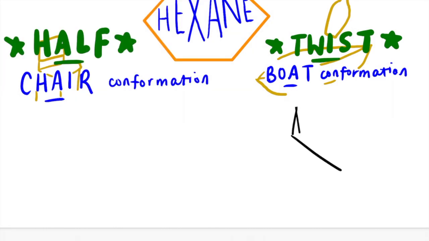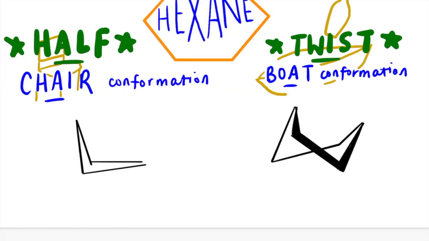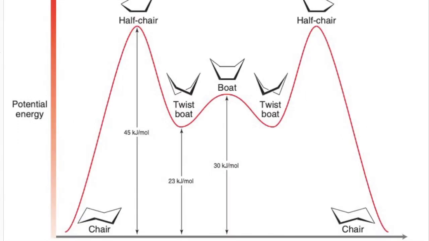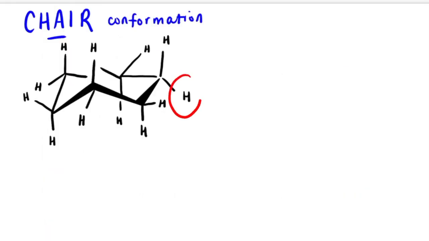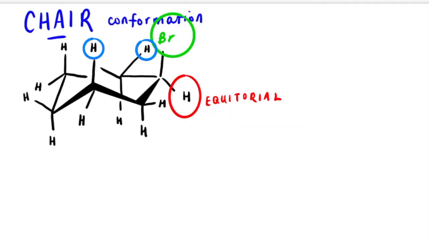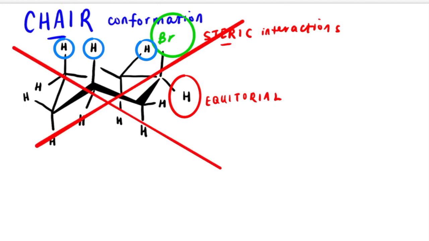The chair can also exist as what is denoted as a half chair. There are many conformations in which cyclohexane can exist. However, when graphed according to stability, chair is the most stable and therefore the most common. Additional groups on a cyclohexane can be located either in the axial or equatorial regions. When an axial position is occupied by an element other than hydrogen, there are steric interactions that occur. This is not preferred due to the instability that occurs.